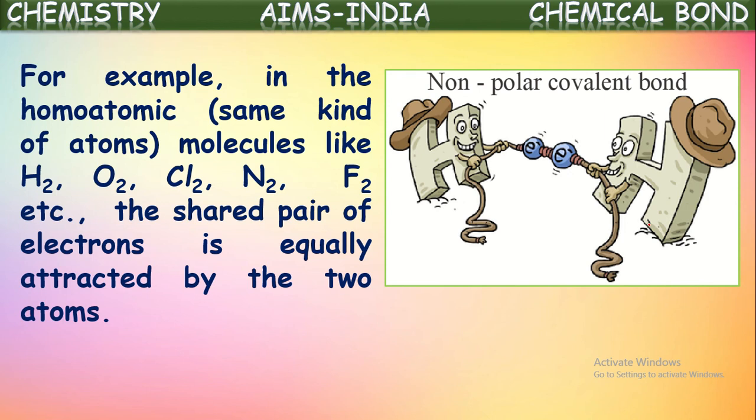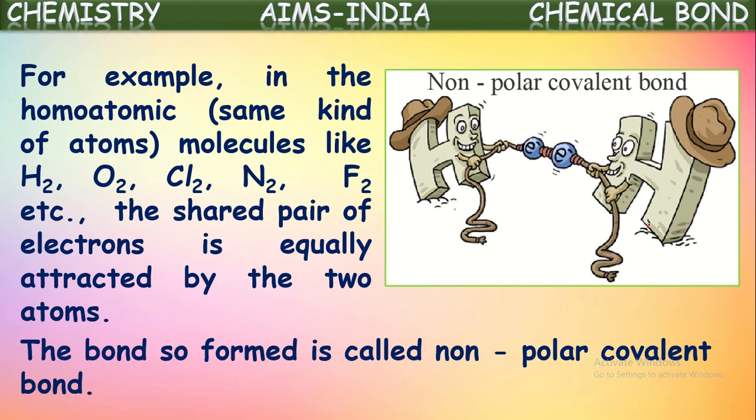Such kind of covalent bonds, in which the pair of electrons is equally shared between two atoms, is called a non-polar covalent bond. Simply to say, the covalent bond formed between two atoms in which the pair of electrons is equally shared by both the atoms is called a non-polar covalent bond. But to say it definitionally, the covalent bond formed between two atoms which have an electronegativity difference of 0 is called a non-polar covalent bond.